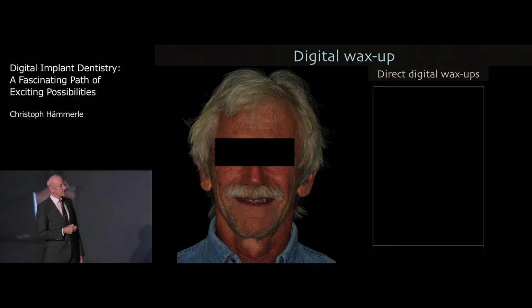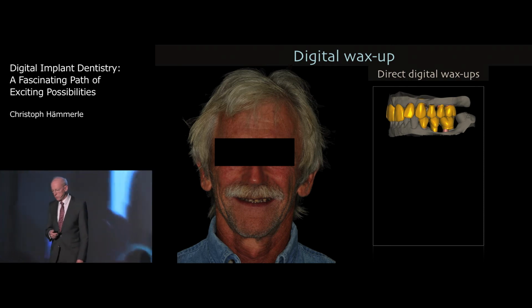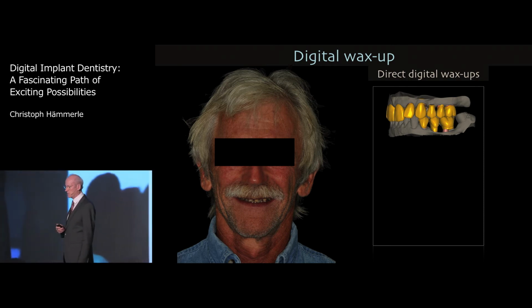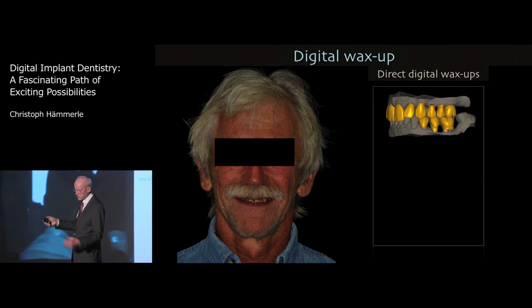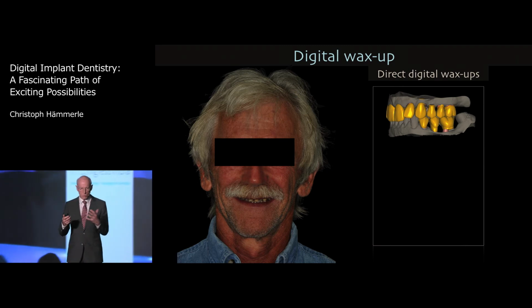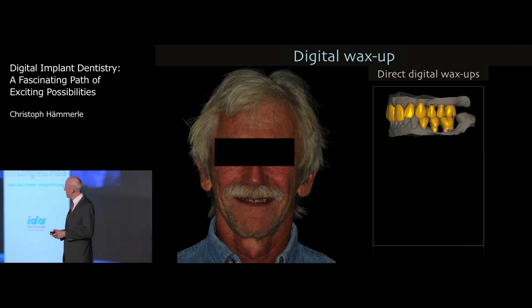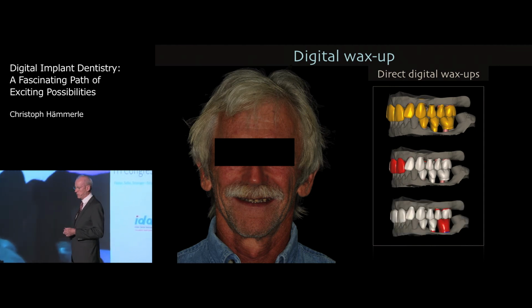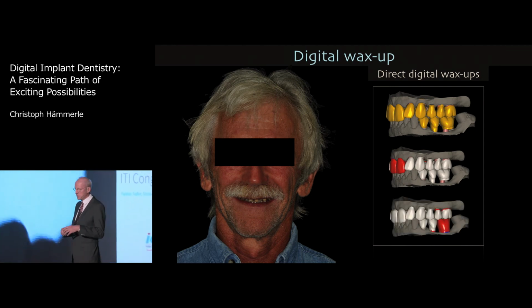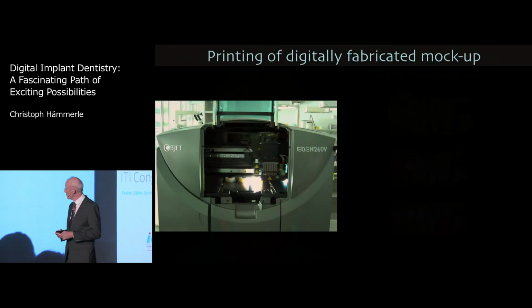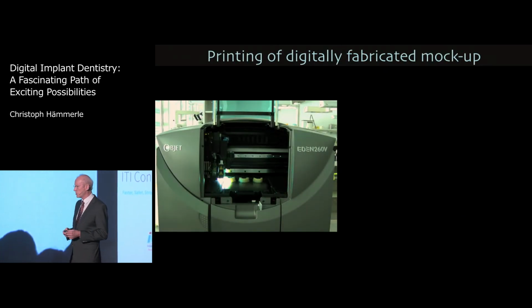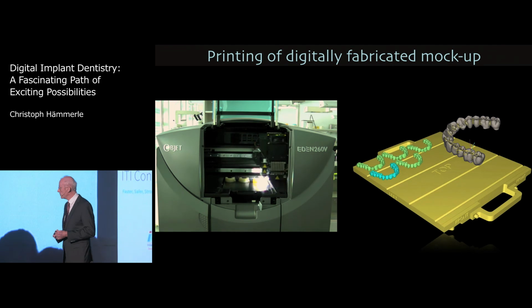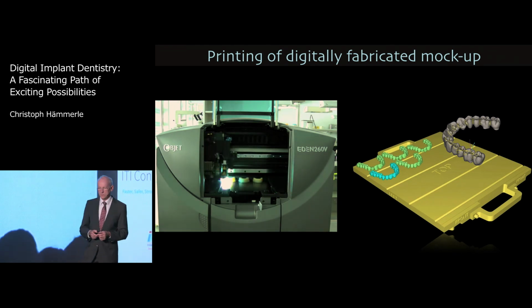So we have a direct digital wax up. Usually we have a software where the software already makes some suggestions. Not necessarily in this case, because the computer doesn't know what the real teeth would look like. And then the dental technician can make alterations with very little effort. And these different designs, information is sent to a digital printer, and the digital printer will print mock-ups.